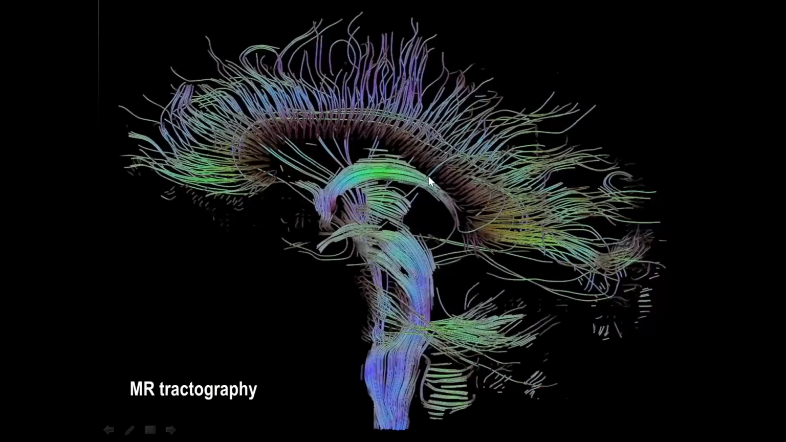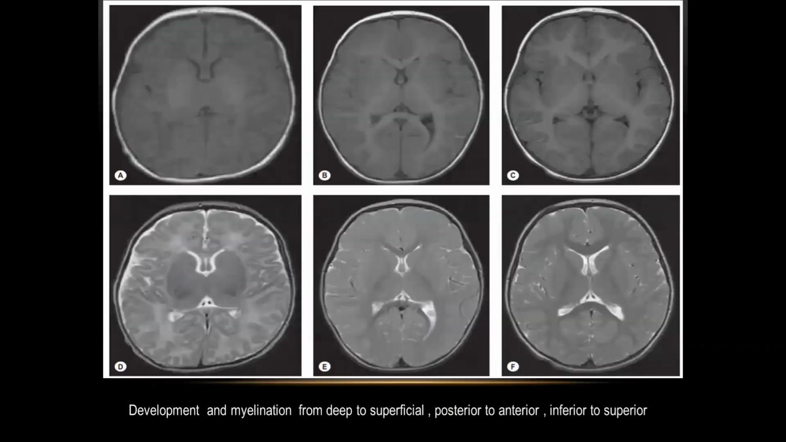There is what is called MR tractography. It is a functional study, not an anatomical study. It studies the function of these fibers, as we said, the commissural fibers, the projection fibers, and the arcuate association fibers. So this is MR tractography, which studies the function of the fibers.